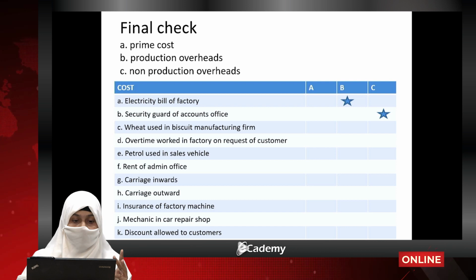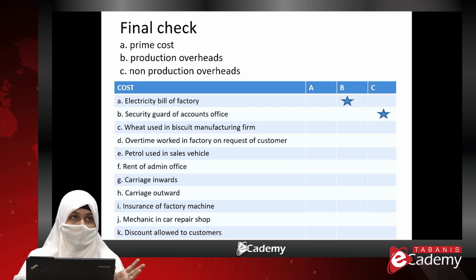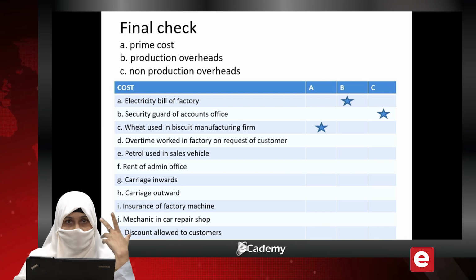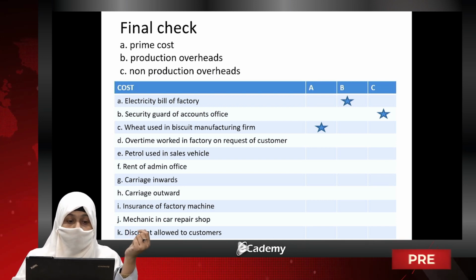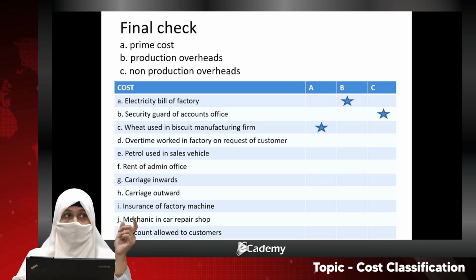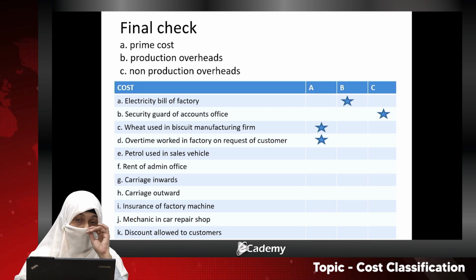Now number C, wheat used in a biscuit manufacturing firm. Yes, it's a direct material because wheat would be directly used in the manufacturing of the product which I am destined to sell. Overtime worked in the factory on request of a customer. As I have told earlier, if there is a customer request involved, then that expense would come under the head of prime cost. It would be a direct expense as well.